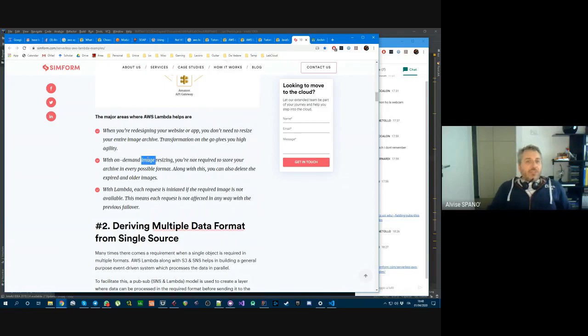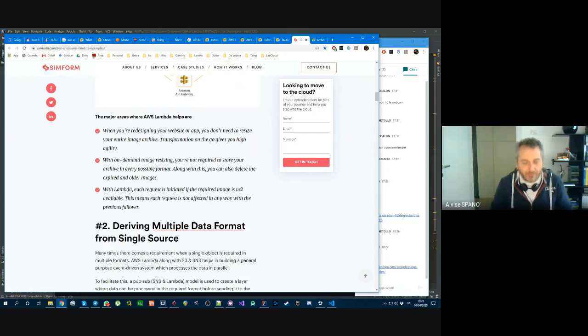With on-demand image resizing, just like what I said a second ago, you are not required to store your archive in every possible format. Along with this, you can also delete the expired and older images. Why this? Because when you resize, you can throw things away from the bucket. There's a garbage collector going on somehow, cleaning up unused stuff. It doesn't mean that you are losing anything. Why? Because when you reason in a stateless way, you don't store things. You only transform things.